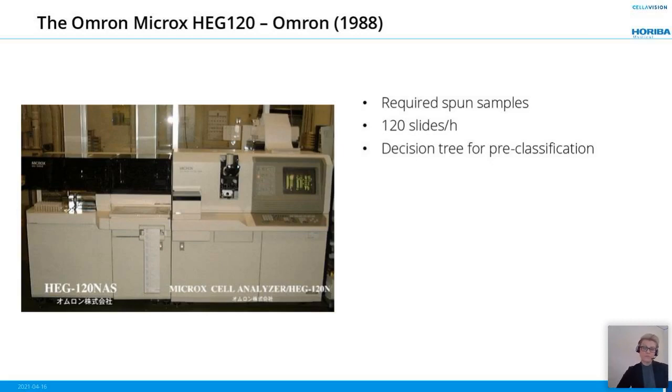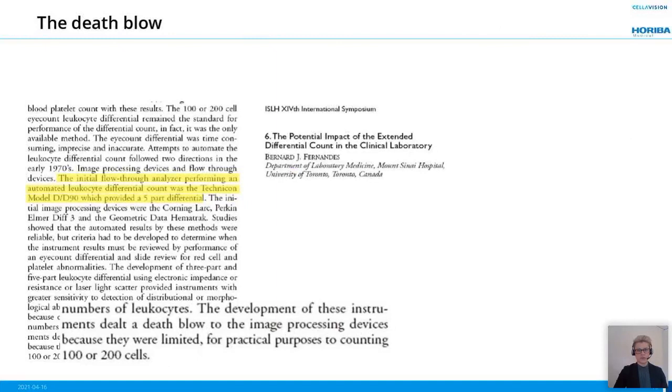But around this time, in the late 70s, beginning of the 80s as well, the development of cell counters had also started. And there is actually an article that was published called The Potential Impact of Extended Differential Count in the Clinical Laboratory. And this article describes the methods for both differentials and CBC counts, that they were quite time consuming.